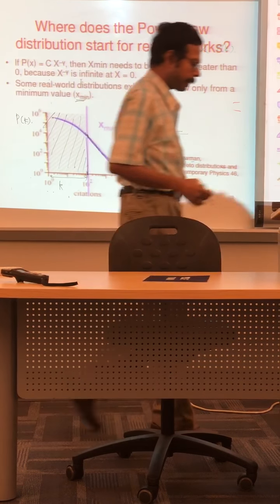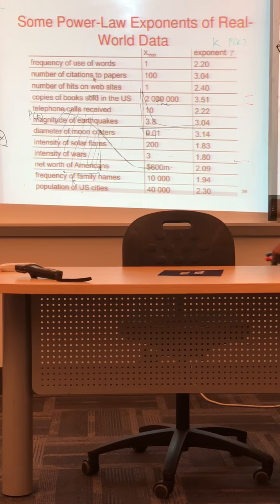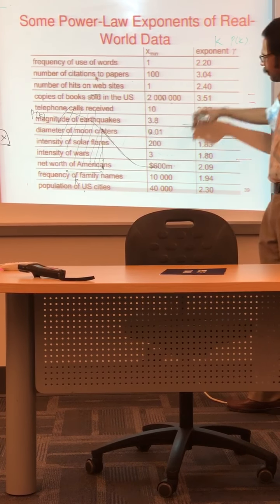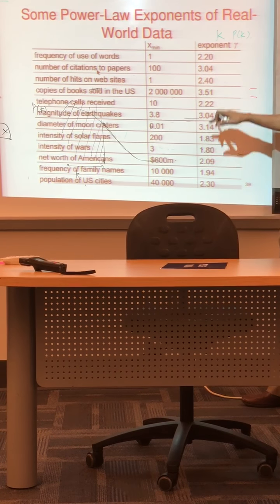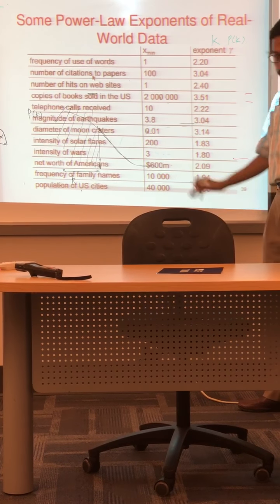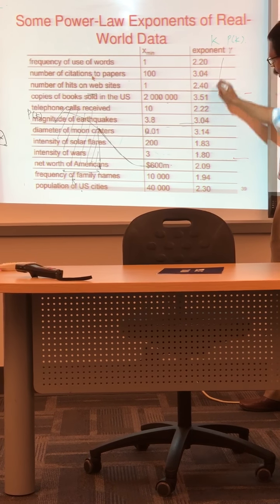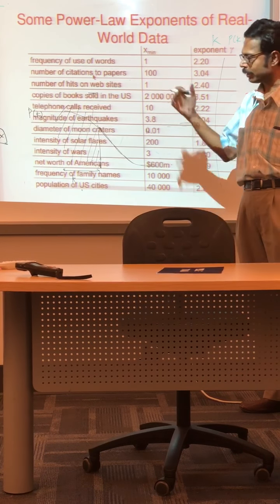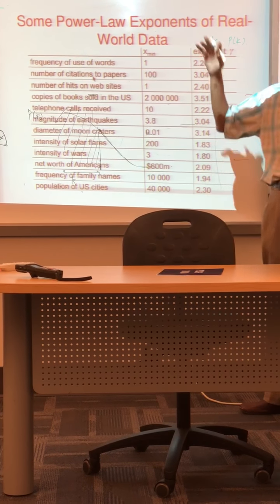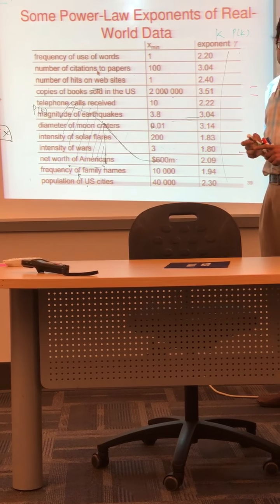Okay, so such a pattern has been observed for several real world networks. So this is some data. Some people have done research on these different real world networks, and they found the minimum value starting from which the power law distribution is seen, as well as the value of this exponent gamma. Once we can, like we just did, fit K versus P of K, we can try to find the exponent gamma.